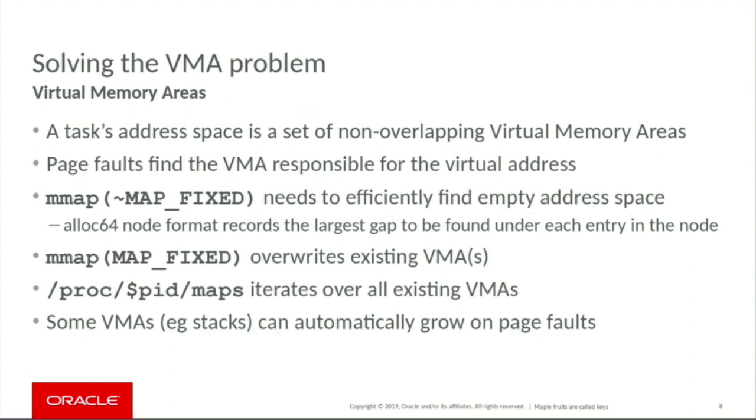An easier problem to solve is that if you look at this particular file in /proc, it will show you all the existing VMAs that a given process has. And so we have to be able to iterate over them. Fortunately, B-trees are really good at doing that kind of thing. Another tricky part is the stack: you can mark it specially so that when you access off the end of the stack, the kernel will automatically allocate you another page of memory and let your process continue growing its stack.